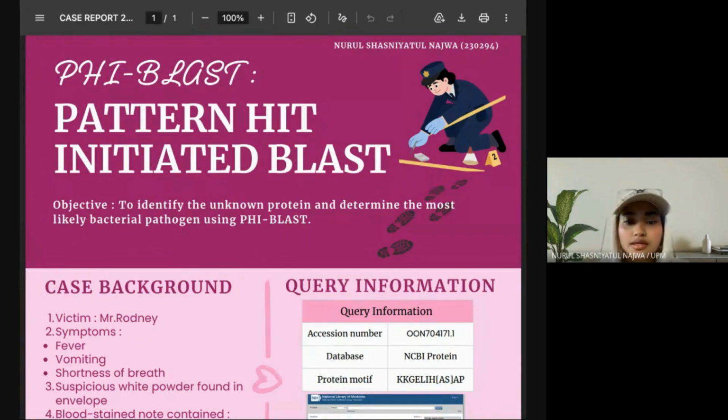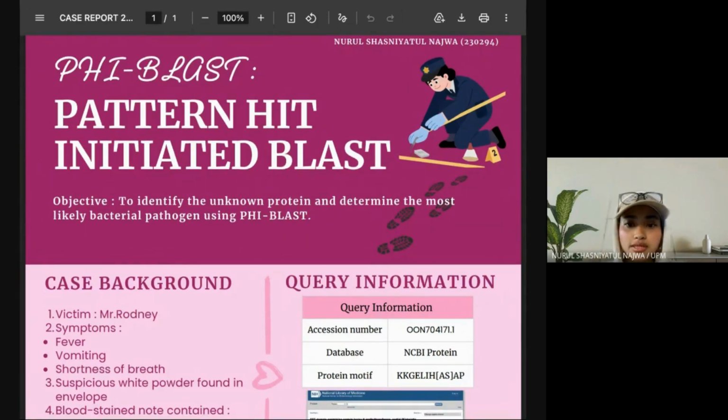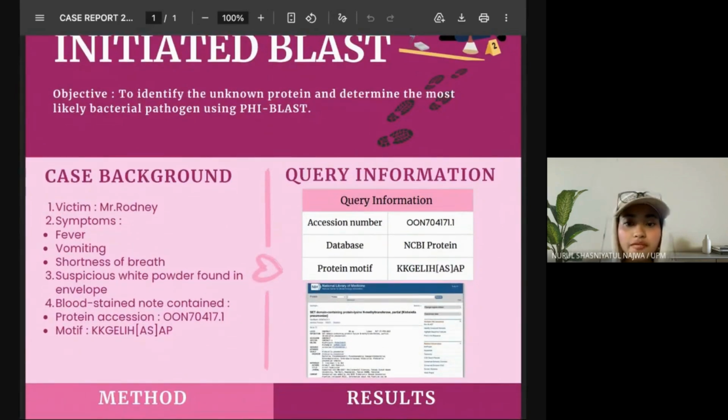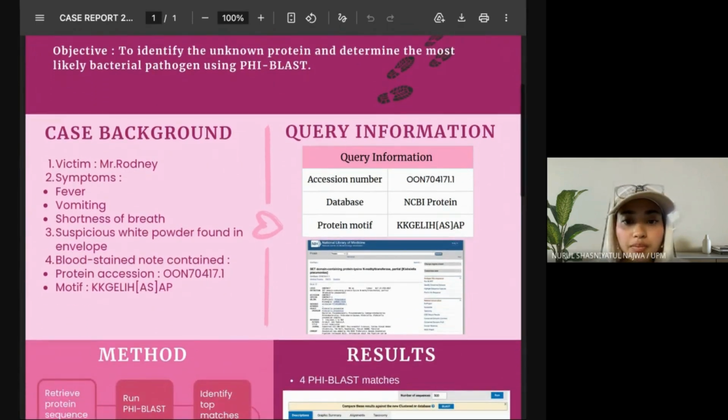Good evening, everyone. Today I will present our case study 2 about PHI-BLAST analysis. The aim of this case study is to identify an unknown protein and find the most likely bacterial pathogen using PHI-BLAST. First, let me explain the case.